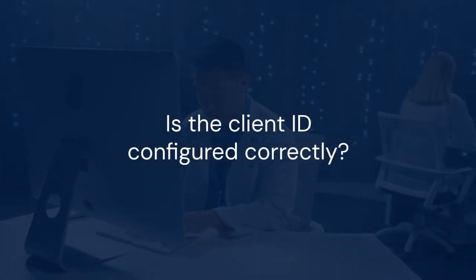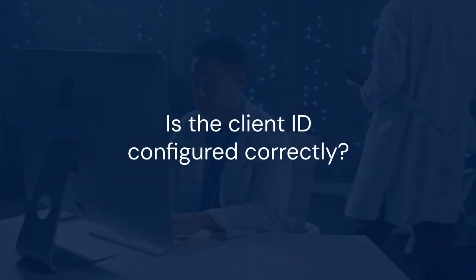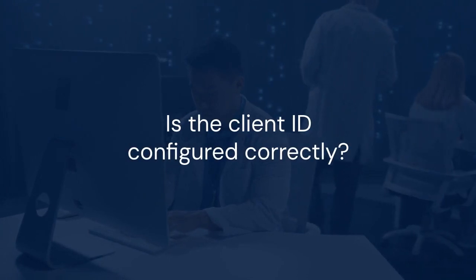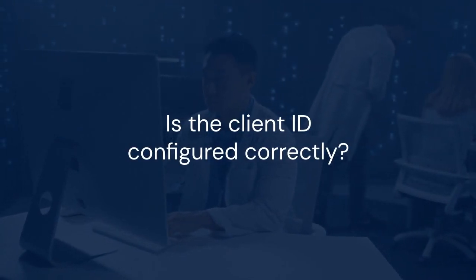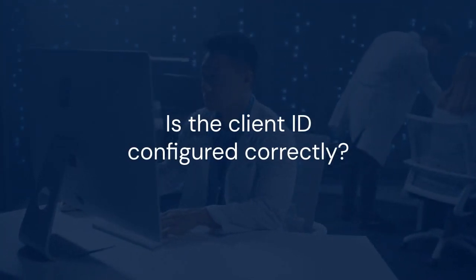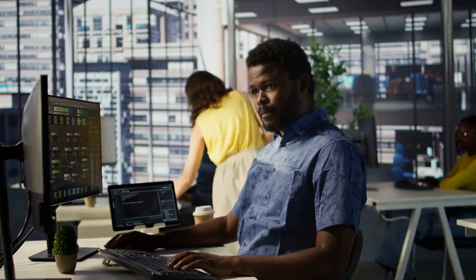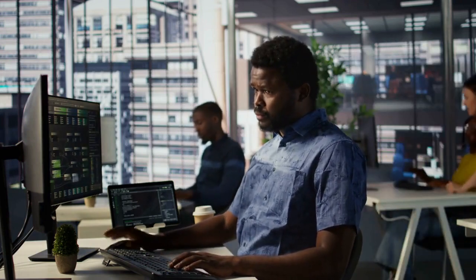Next, verify your OAuth client ID configuration in the Google Cloud Console. Ensure the client ID is correctly configured and associated with the necessary scopes. Regenerate your access token after making changes to your scopes. An old token will not reflect the new permissions.